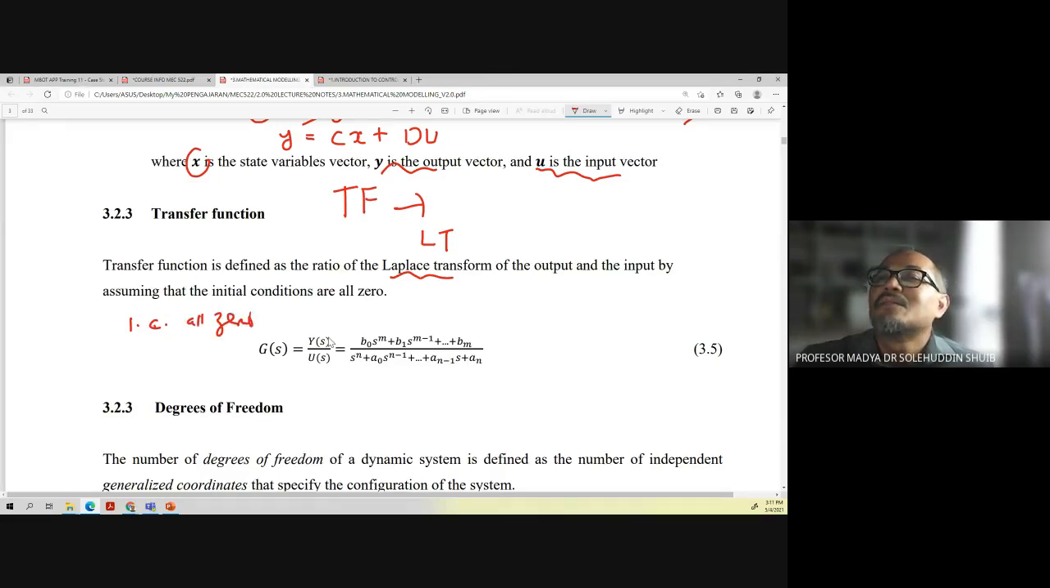So we have the transfer function as the output divided by the input, Y(s) divided by U(s). This is the general form that we can write, with coefficients b and powers of s, down to a_n minus 1. These are the general form of how to write the transfer function.